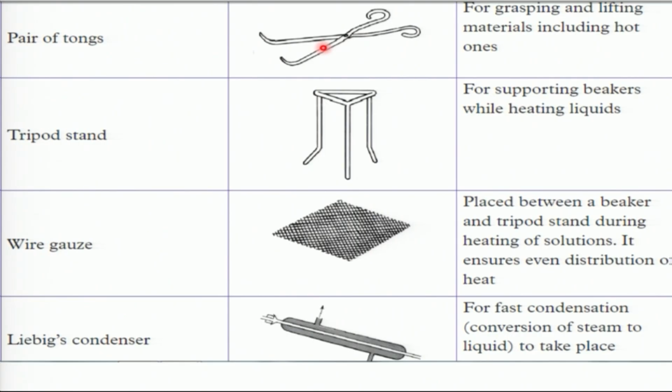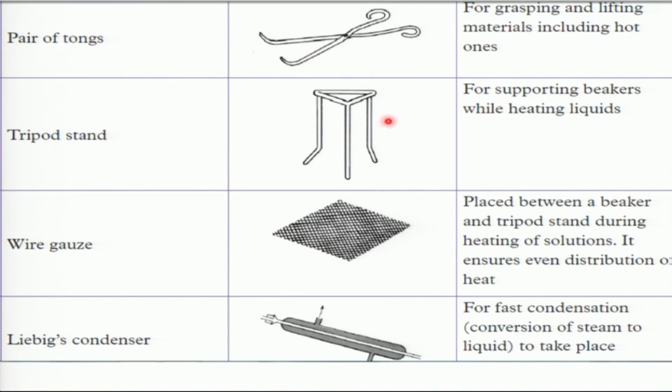So that one is a pair of tongs used for holding or grasping materials, especially those which are hot, and you feel like you can be burnt when you use your hands. So you use it to grasp. If it is a small test tube, you fix it inside here, then you hold it with this pair of tongs, all right?